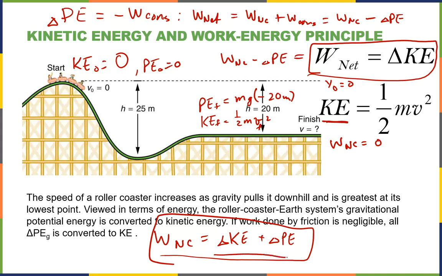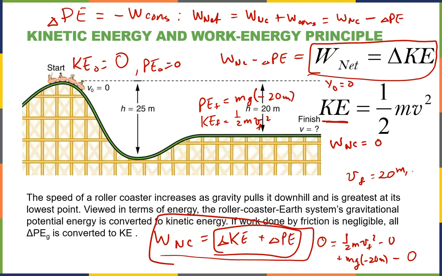And then I just use this relationship right here. 0 is equal to, change is always final minus initial, so 1/2 mass times speed final squared minus 0. That's the change in kinetic energy. Plus the change in potential energy: the final is mg times minus 20 meters, minus the initial of 0. Now I have an equation that I can solve pretty much instantly. Notice the mass cancels out. And I will have 1/2 v squared equals g times 20, because I moved it across. So multiply both sides by 2. 2g times 20, 40g. 40 times 9.8 is approximately 400. And the square root of 400 is 20. So I get right away that v final is 20 meters per second.